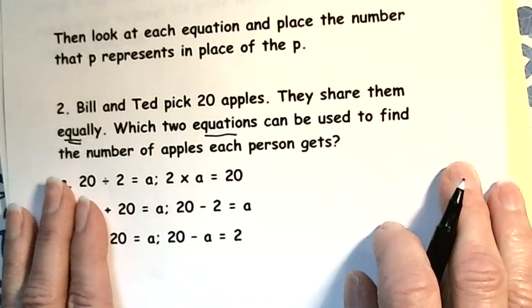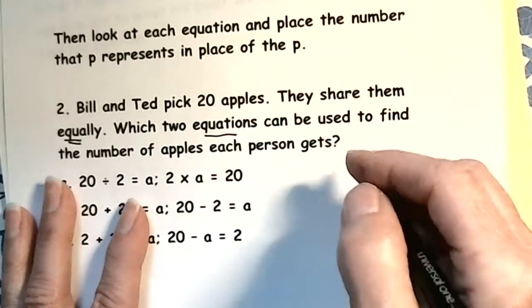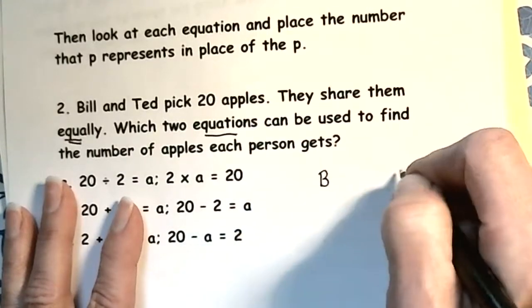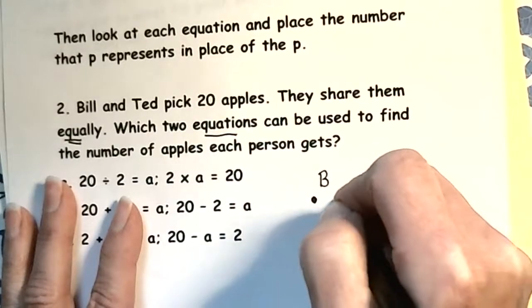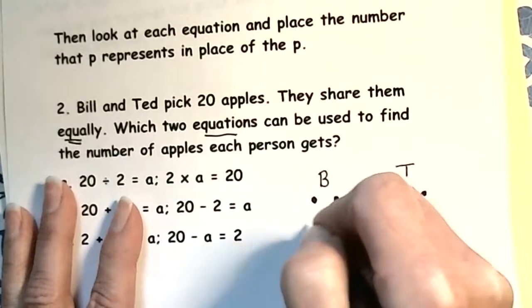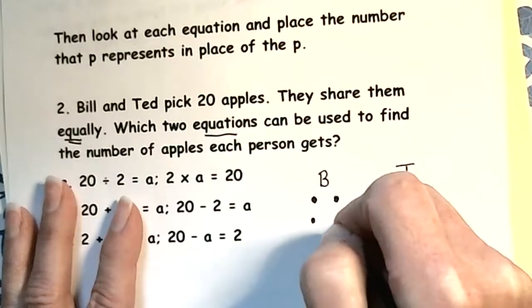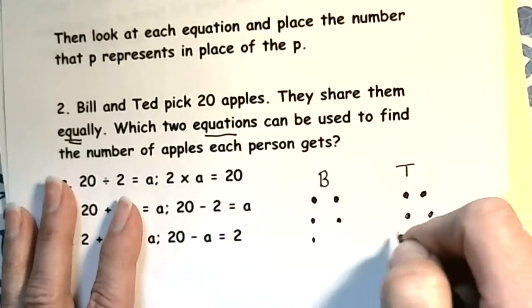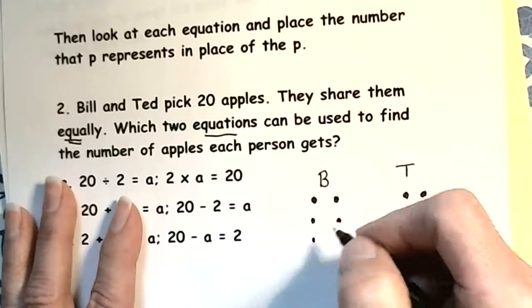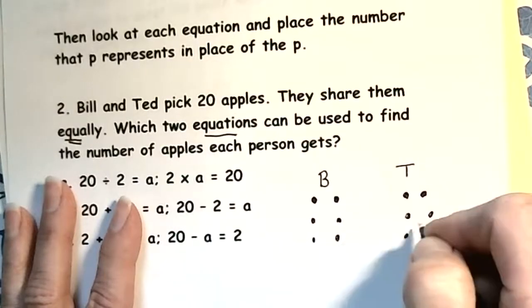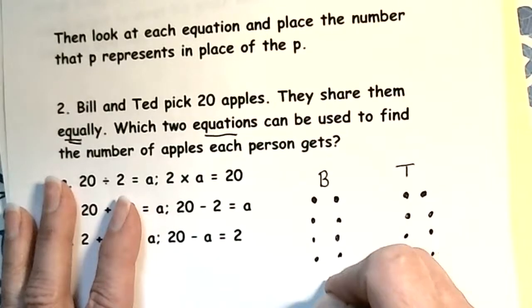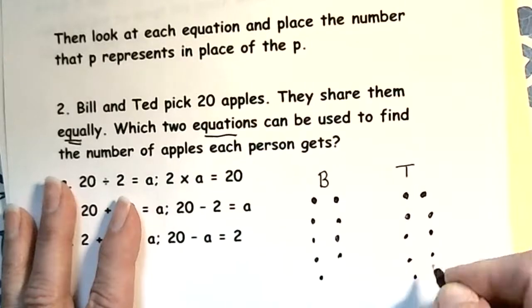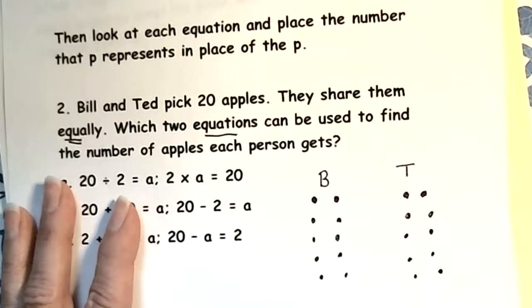So you have two people. They have 20 apples. So maybe I'll do this little model so I can say Bill gets one, Ted gets one, Bill gets one, Ted gets one, Bill, Ted, Bill, Ted. So I'm up to 5 and 5, so that's 10, 11, 12, 13, 14, 15, 16, 17, 18, 19, 20.